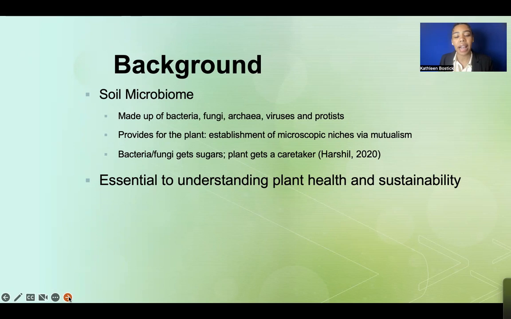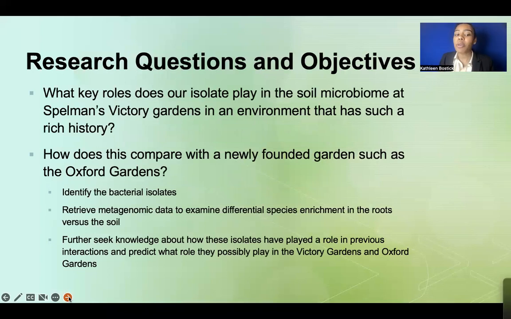Now, understanding plant health and sustainability is absolutely essential to understanding how we can further improve crop development for humanity as we continue to persist in a world where climate change is continuing to affect our lives. So that brings me to my overall research questions and objectives. When you isolate a certain bacteria from soil, that is known as an isolate. I'm particularly interested in understanding how that isolate plays a significant role in the soil microbiome.